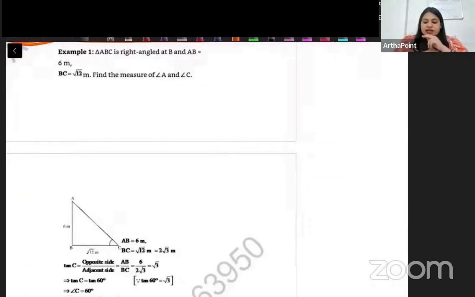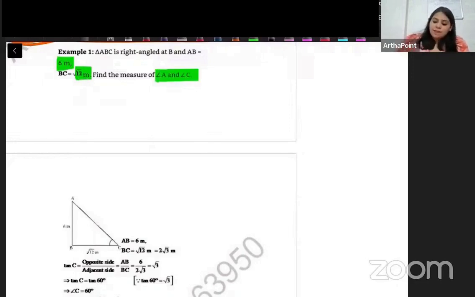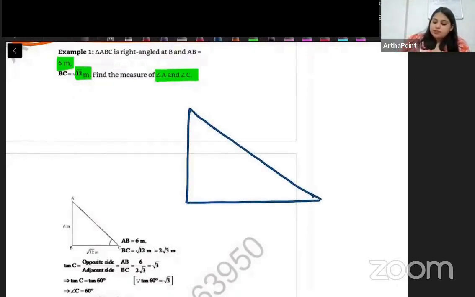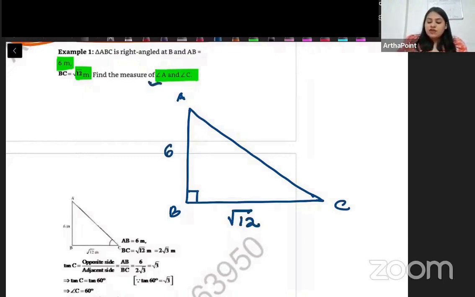ABC is right angled at B and AB is 6 centimeter. BC is √12. Find A and C. ABC is right angled at B. AB is 6. BC is √12. So you have to find the measure of angle A and angle C.